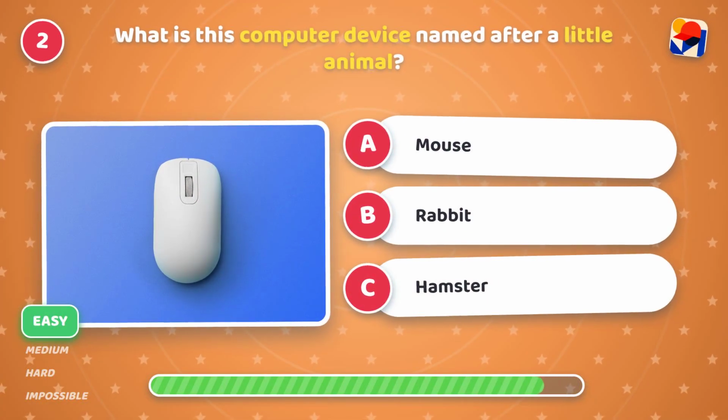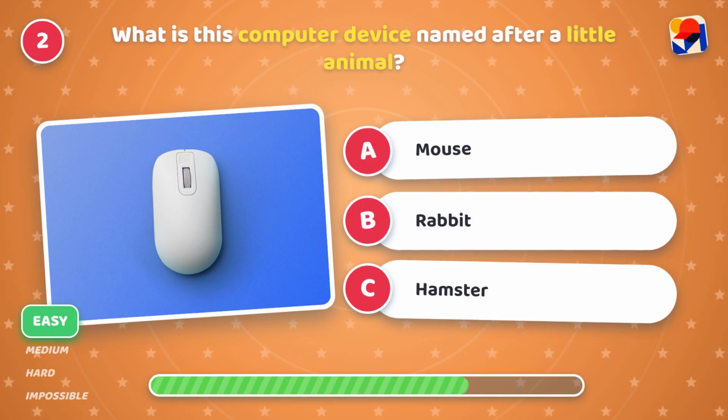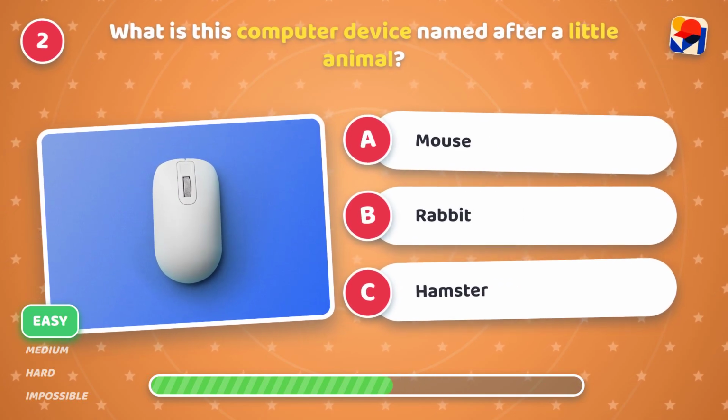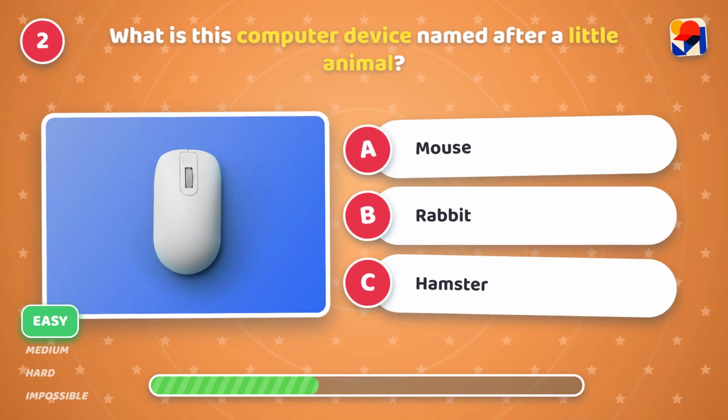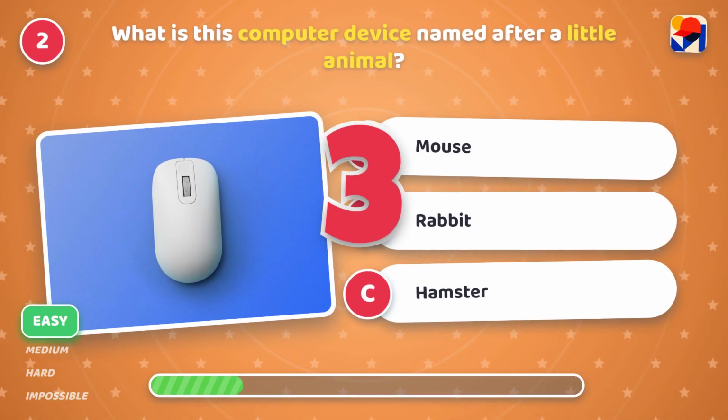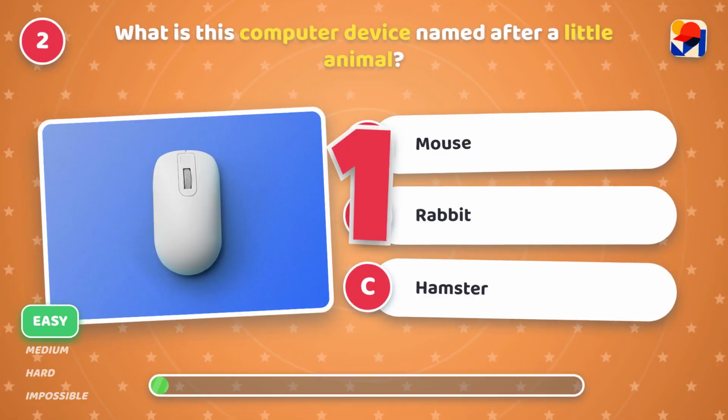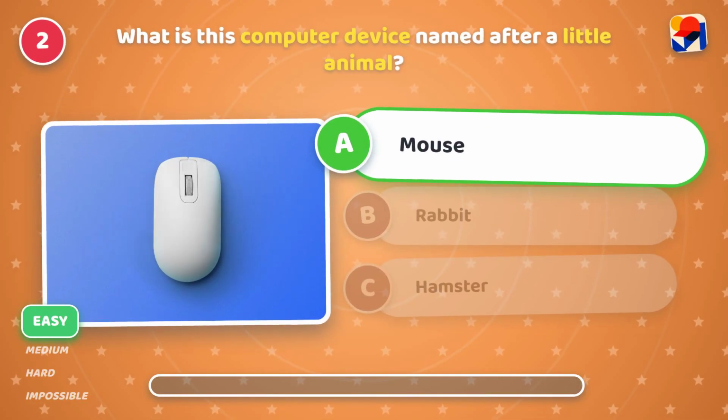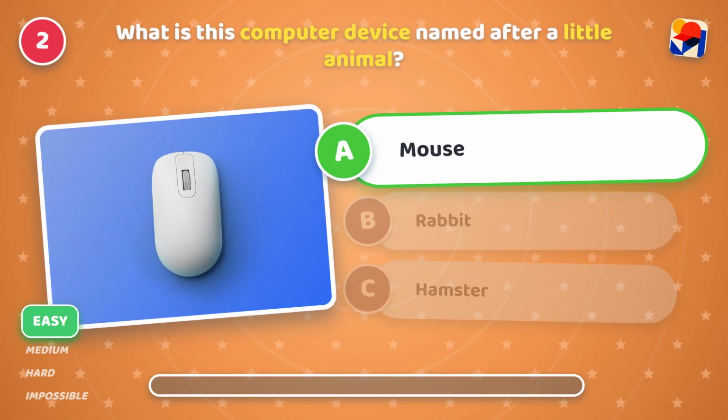What is this computer device named after a little animal? Is it A, mouse, B, rabbit, or C, hamster? It's A, mouse! It looks like a real rodent.